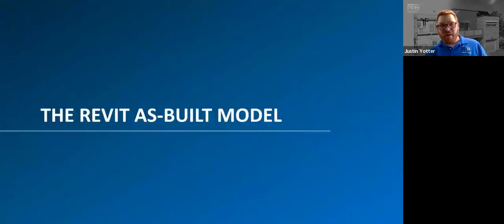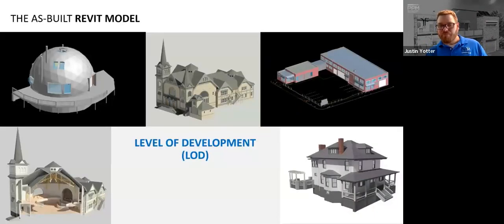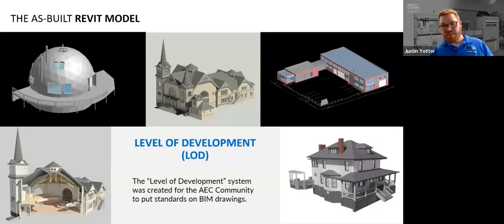Now let's talk a little bit about the Revit. The level of development system was created for the AEC community to put standards on BIM drawings. It rates the precision, the detail, and overall refinement you can take your model to. With level 100, the lowest, meaning you just mass your objects roughly, and level 500, the highest, being so detailed and exact you are essentially building a virtual version of the structure.